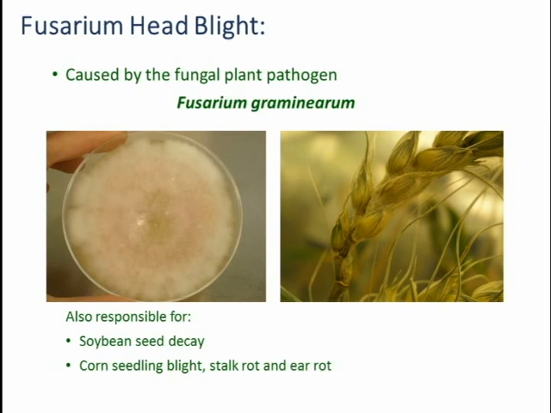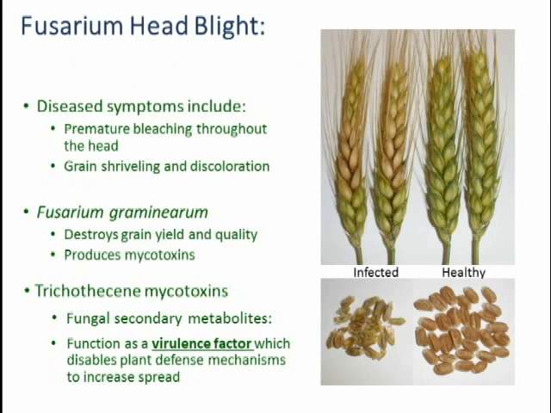So when the fungus invades the wheat spikelet, it causes premature bleaching, and as it spreads throughout the head, so do those symptoms. So it basically looks like it's senescing more quickly. You can see the infected head here, visualizing that. And what happens is the grain begins to shrivel and becomes discolored. So Fusarium graminearum not only destroys the grain yield and quality, but it also produces trichothecene mycotoxins, which are quite hazardous to human and animal health.